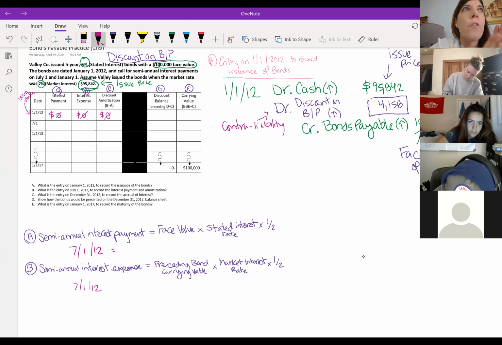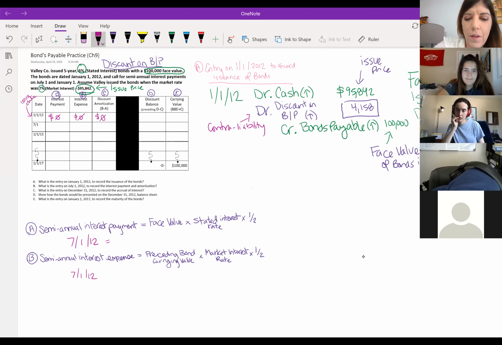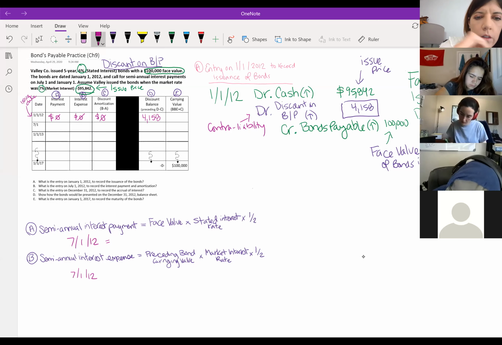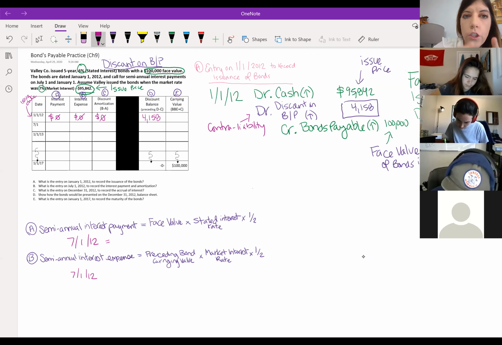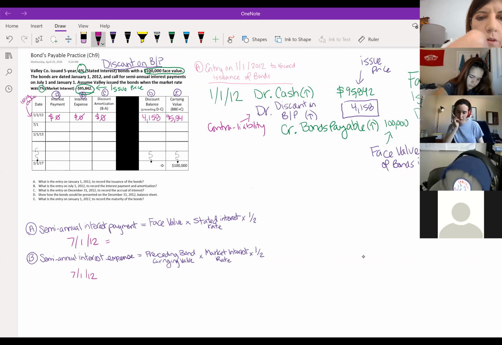And for the discount balance, what is the initial discount balance? 4,158. Correct. 4,158, which is the balance of our discount account. So it's the initial difference between the issue price and face value. For carrying value, on the issue date, it's always equal to the issue price, 95,842. That's a 4, can you tell?